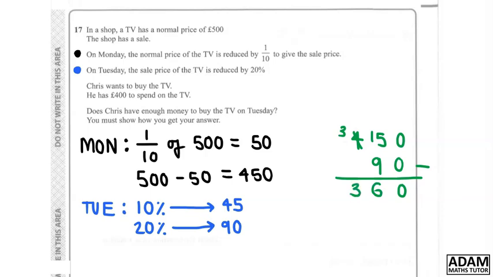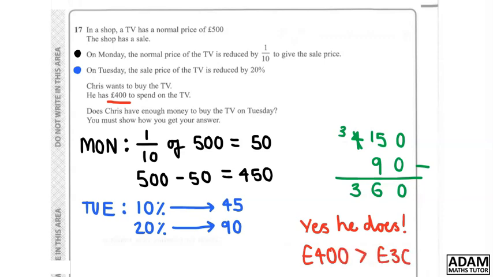Chris wants to buy the TV. He has £400 to spend. Does he have enough money to buy the TV on Tuesday? Yes, he does, because the £400 that he has is greater than the cost of the TV on Tuesday, which is £360. Question 18. Work out an estimate for 790 times 289 over 49.